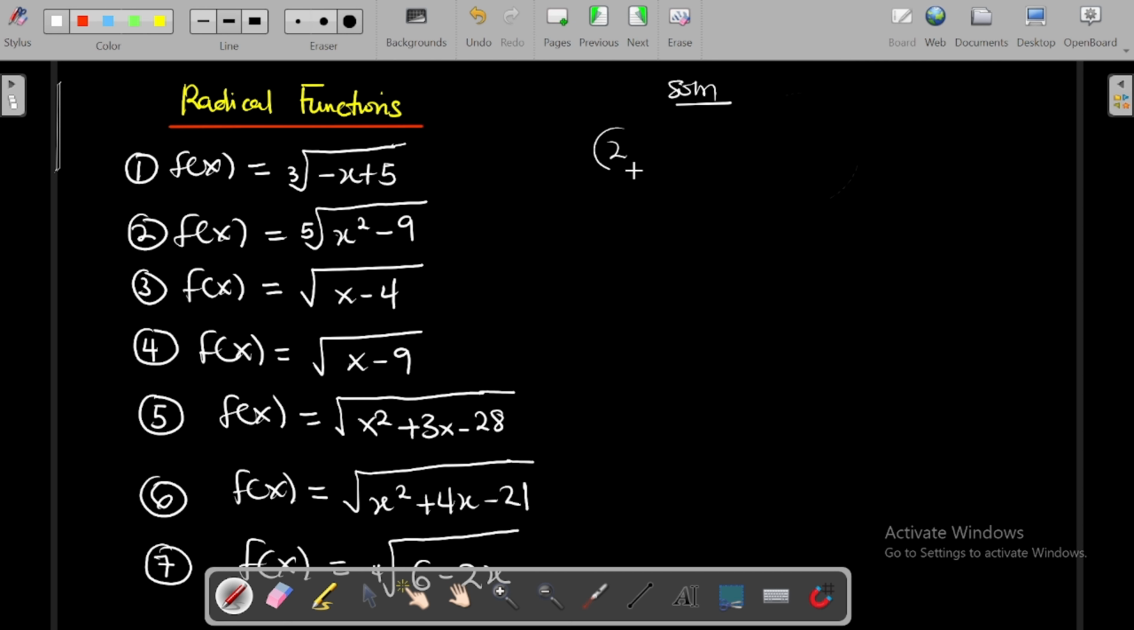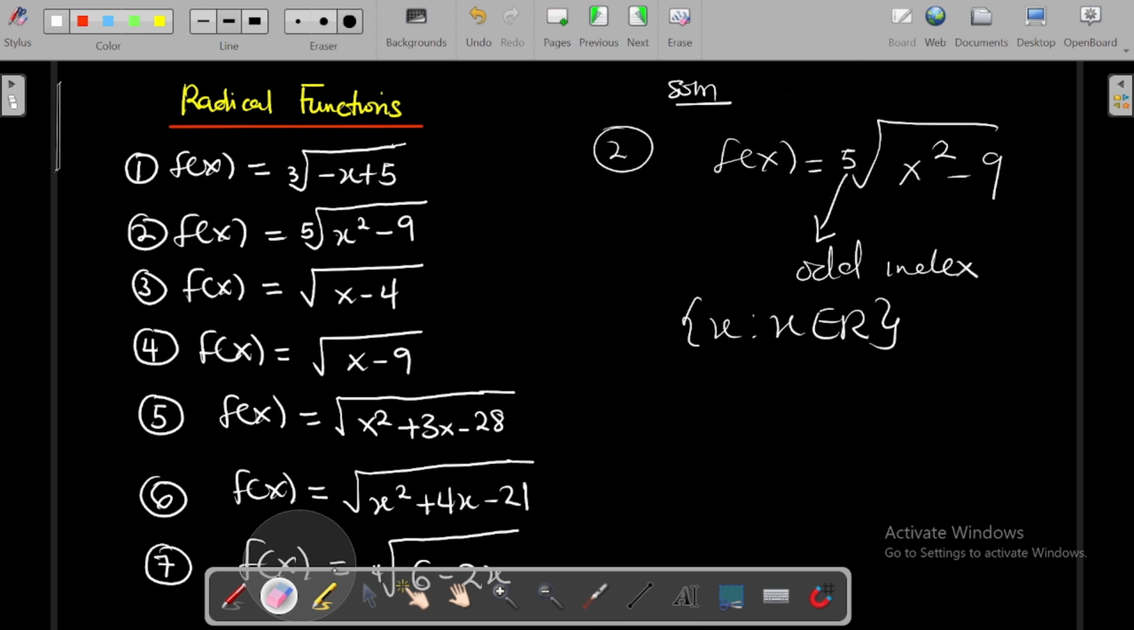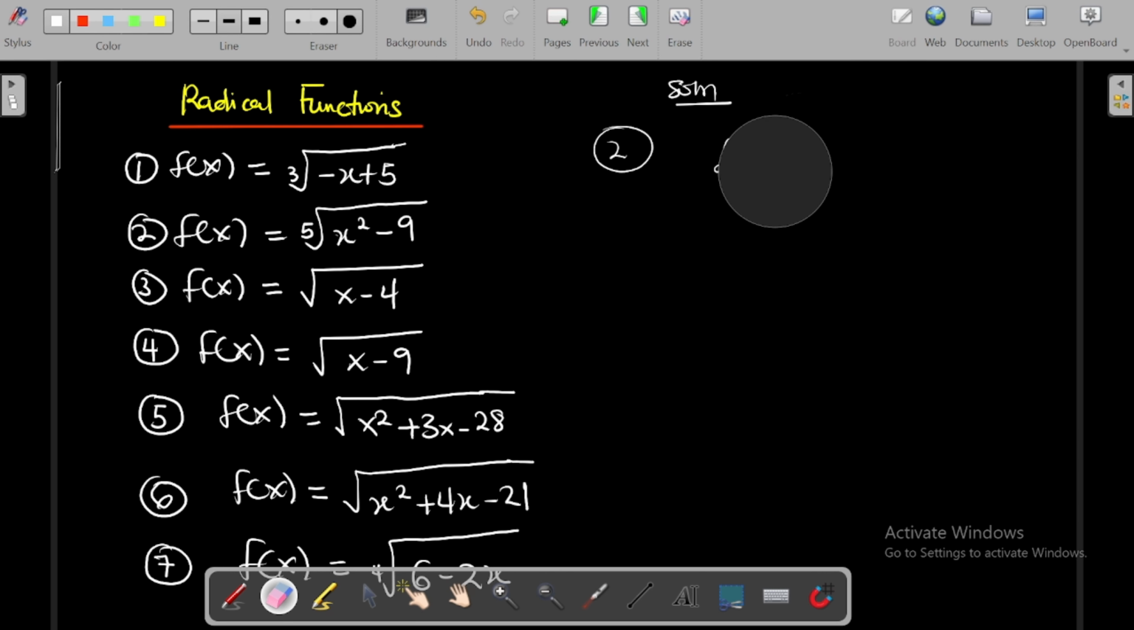Now, with the second equation, the same thing applies. You have f of x equal to the fifth root of x squared minus 9. When you check this index, you realize that it is an odd index. And since you have an odd index, the domain is simple: x is such that x is a member of all real numbers. Okay, good. Now let's look at the next question.